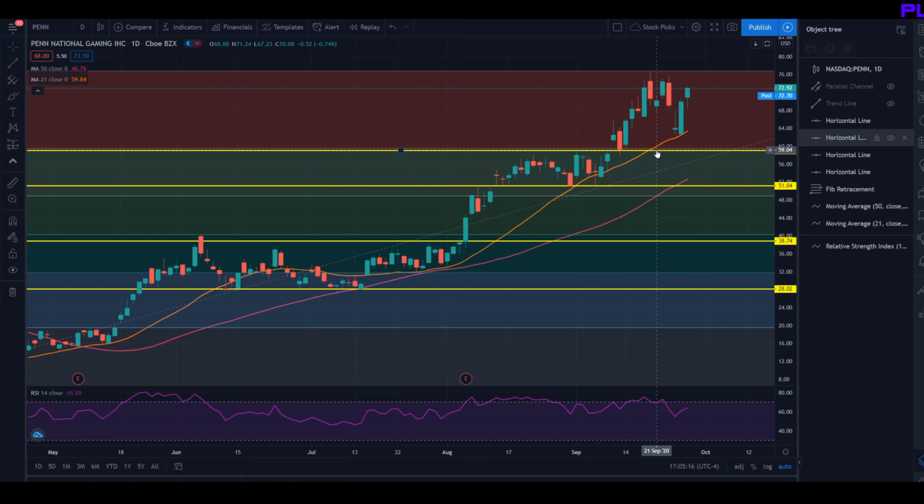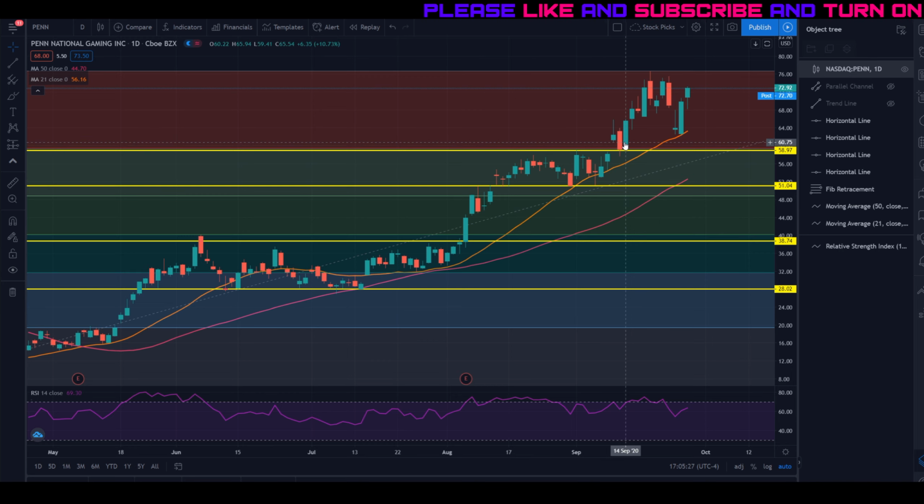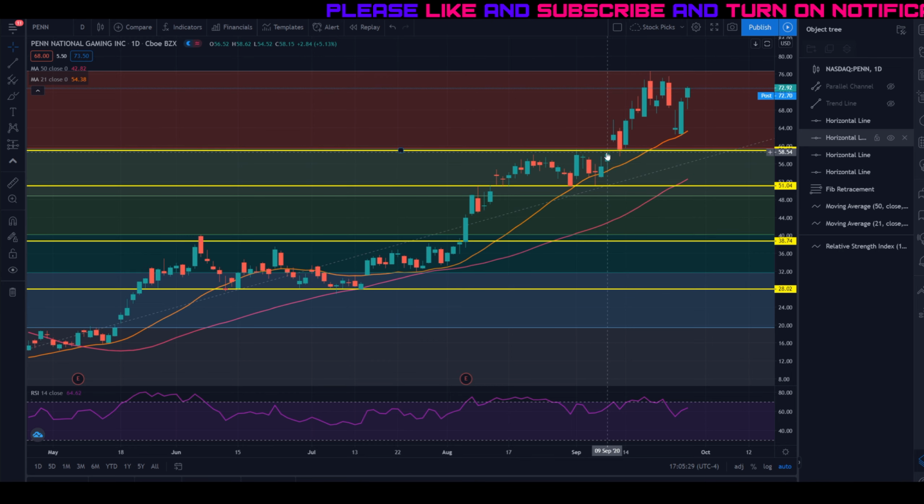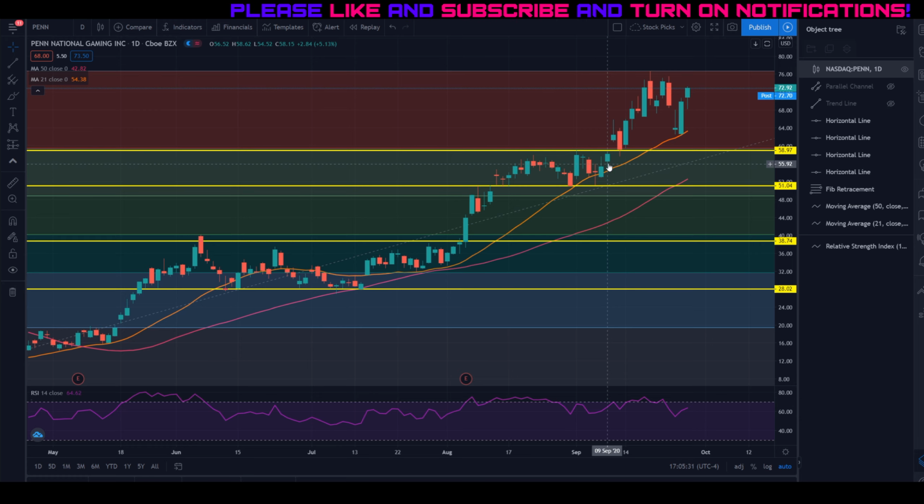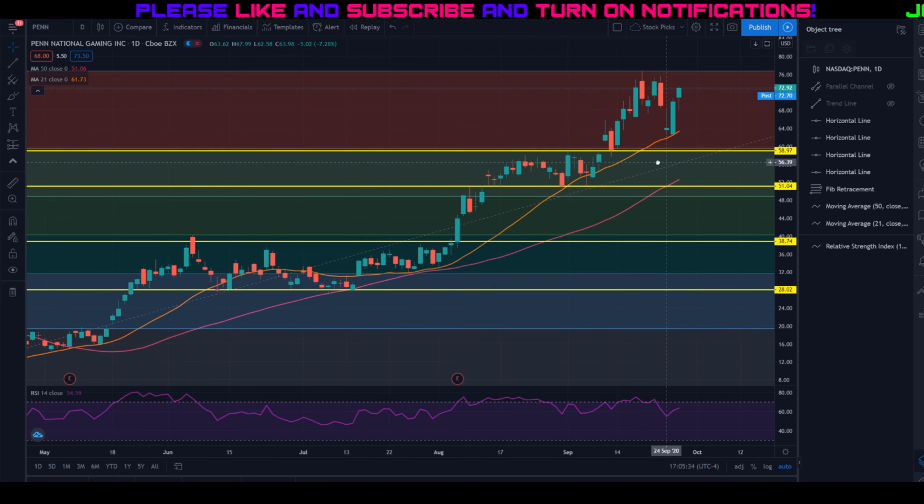I drew this trend line here because you have the tops of these wicks for a few trading days, and then once we blew past above it, you have the bottom of this candle and the bottom of this wick here on September 11th and September 14th. So this was once an area of resistance. Once Penn broke above it, it's now become an area of support.